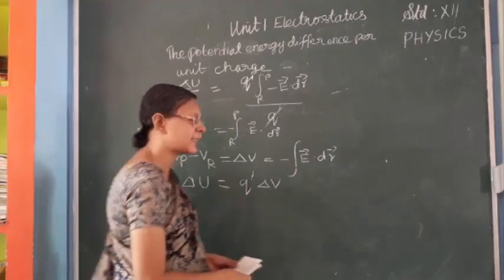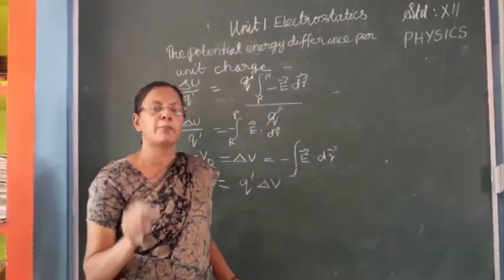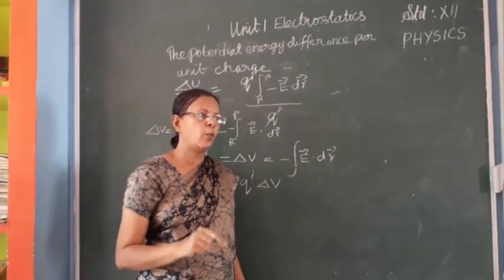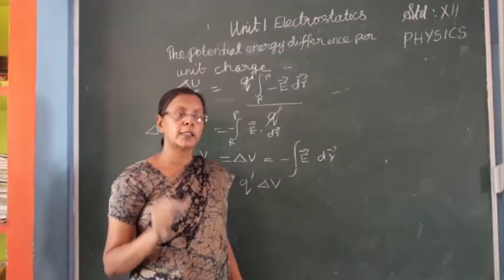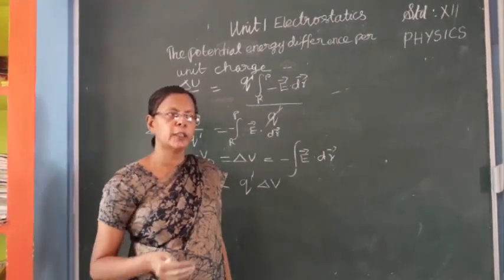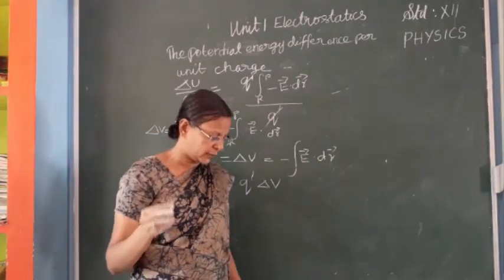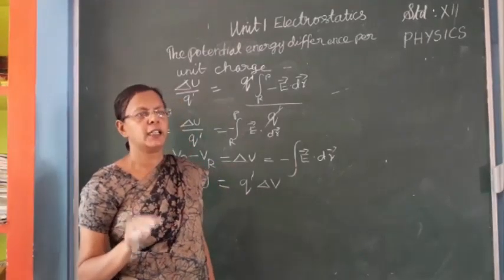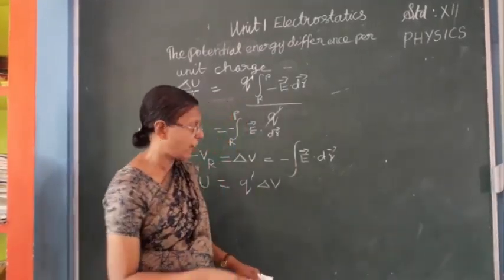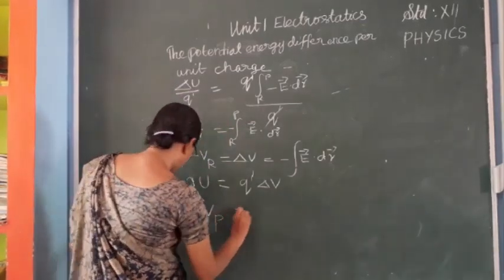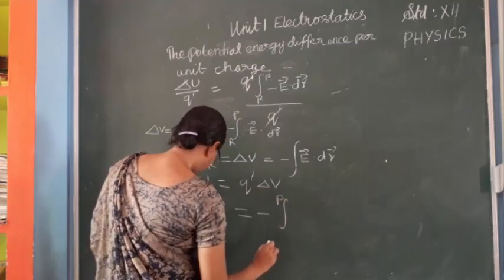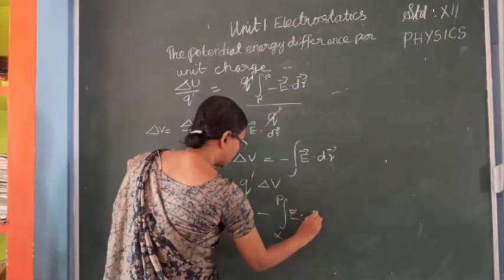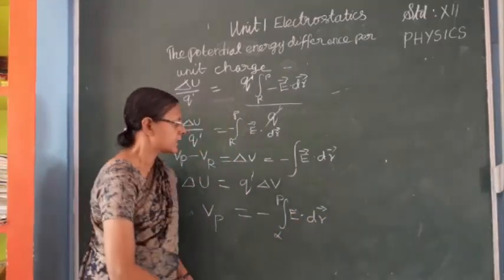Once more, the electric potential at a point P is defined as the work done by the external force to bring a unit positive charge from infinity to that point in a region of the electric field. The formula is Vp equals minus the integral from infinity to the point P of E dot dr vector.